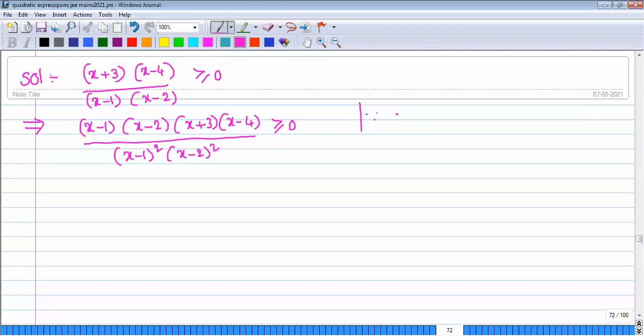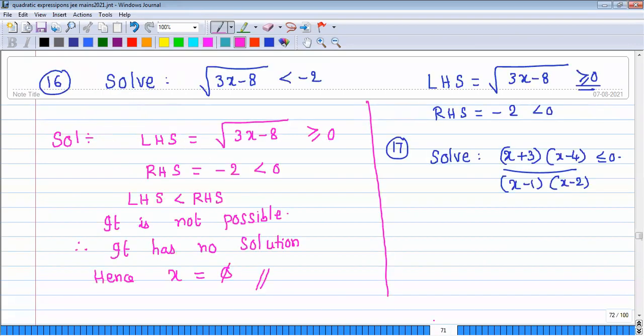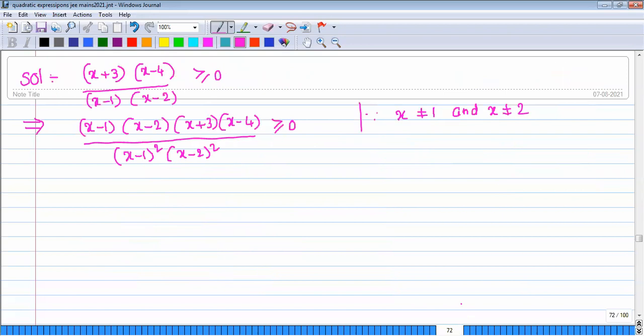Sir, go to the previous page once. One minute. x does not equal 1 and x does not equal 2. You gave less than or equal to, sir. That's only what I asked you, because I cannot go to the previous page, is it? This is less than or equal to 0. Right.